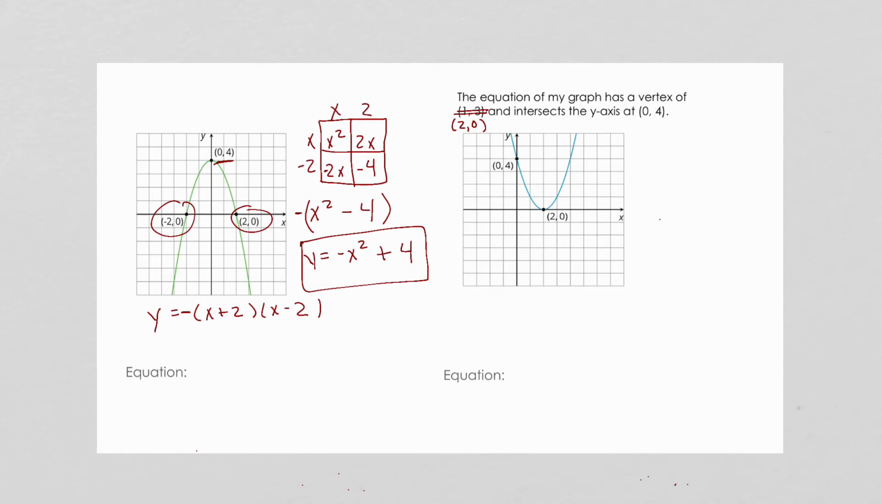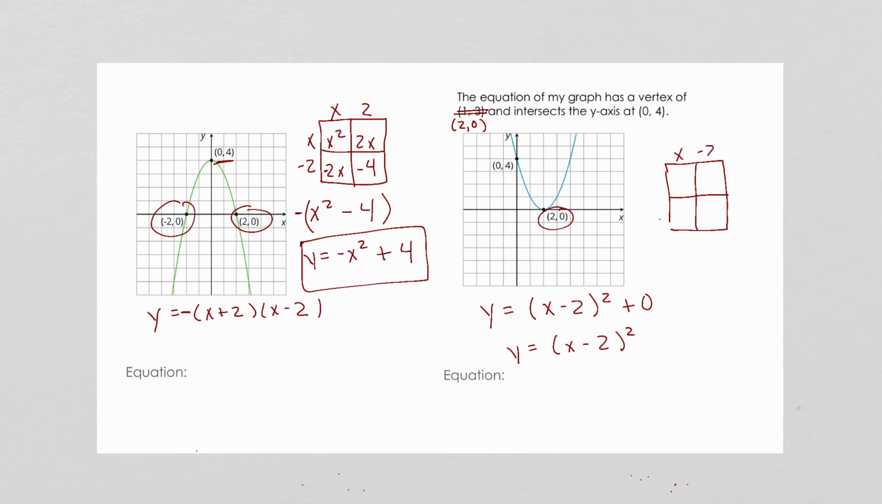So I know the vertex is (2, 0). I'm going to start out writing this in vertex form. y equals, let's see, (x - 2)² + 0. My k value is actually just 0. So I could actually just write this as y = (x - 2)². We need to make sure that that y-intercept is correct. There are a couple of ways that we can do that. One way is that we could convert it into standard form, because we know that in standard form it's very easy to see the y-intercept.